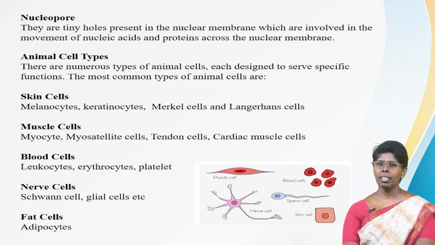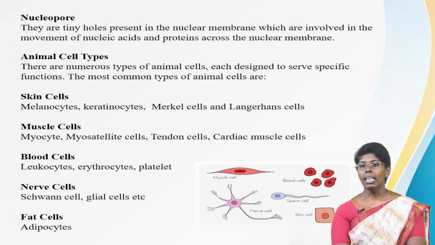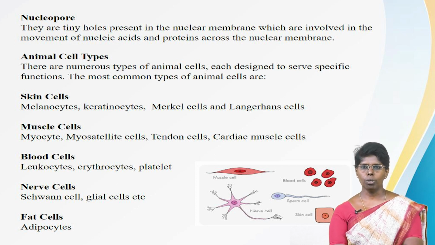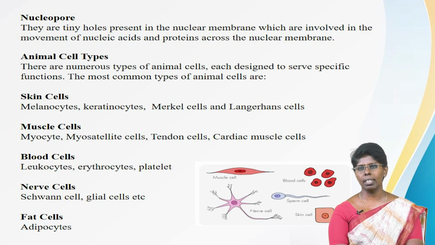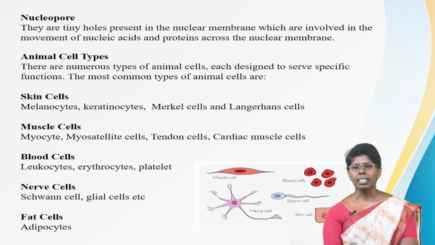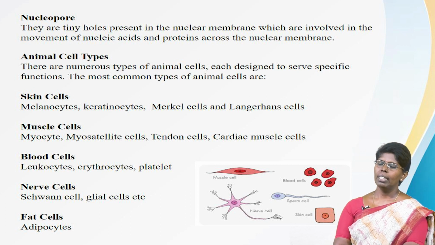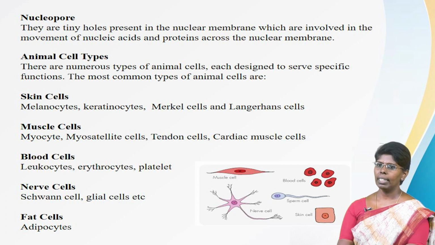Then the blood cells are leukocytes, erythrocytes and platelets. Blood is a liquid connective tissue. In that liquid connective tissue itself, these cells are present: leukocytes, erythrocytes and platelets. These are the blood cells. Next, nerve cells. Nerve cells include Schwann cells and glial cells. The last one is the fat cells, which are nothing but adipocytes. These are the most commonly available cells in the animal body.